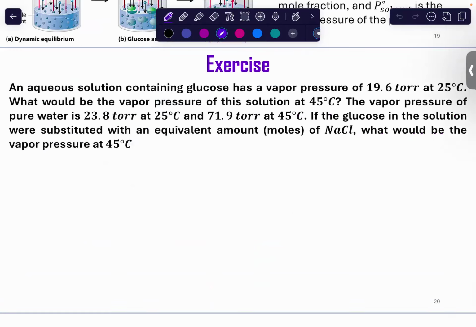Okay, so let's say we have an aqueous solution containing glucose. It has a vapor pressure of 19.6 torr at 25 Celsius. What would be the vapor pressure of the solution at 45 Celsius? The vapor pressure of pure water is 23.8 torr at 25 Celsius and 71.9 torr at 45 Celsius. See, these are constants that you can look up. If the glucose in the solution were substituted with an equivalent amount of sodium chloride, what would be the vapor pressure at 45 degrees Celsius?